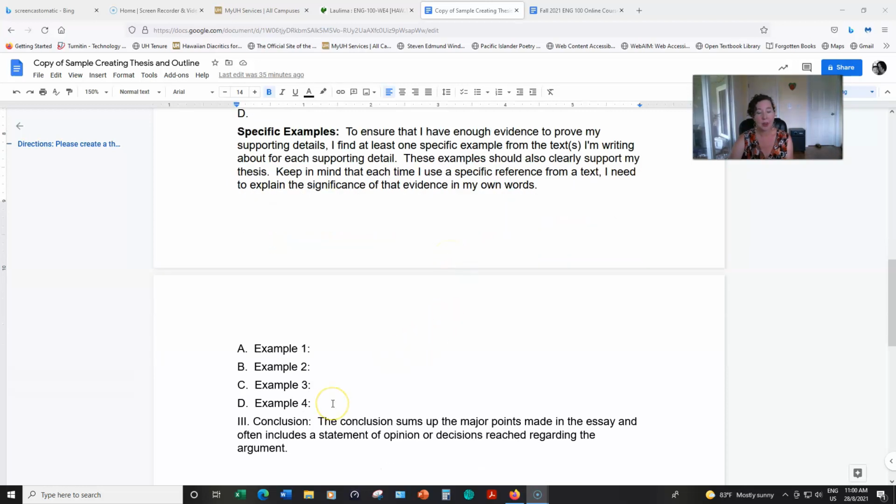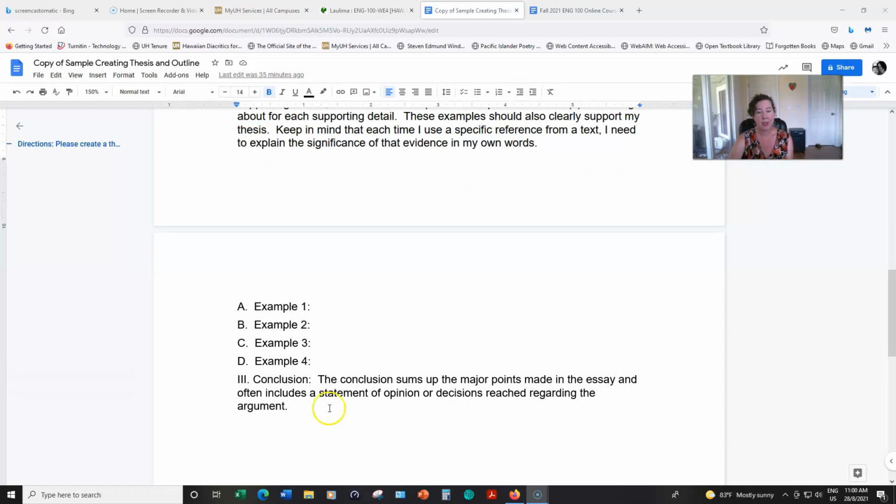And I did include a sample creating thesis and outline for the personal statement in this week's lessons. So if you need to see what this looks like broken down from a former student, then you can take a look at that, and that will be helpful as well.